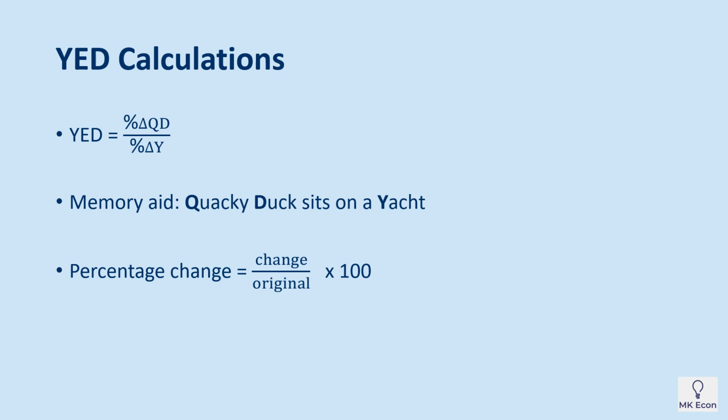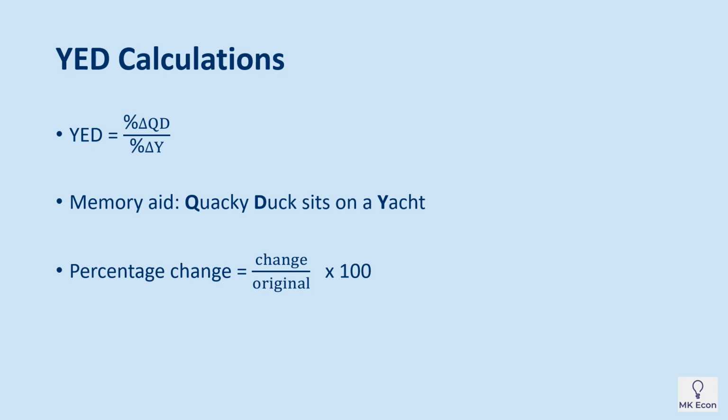And because it's so important to remember the way round that you put the quantity demanded and income, I have a silly memory aid, which I did warn you if you'd watched the PED video is going to get more ridiculous. And here it's Quacky Duck sits on a yacht. So the Q and the D from quantity demanded at the top of the formula goes to Quacky Duck, and I've lost the price, so I had to change it to yacht for the bottom. See if you can do better.